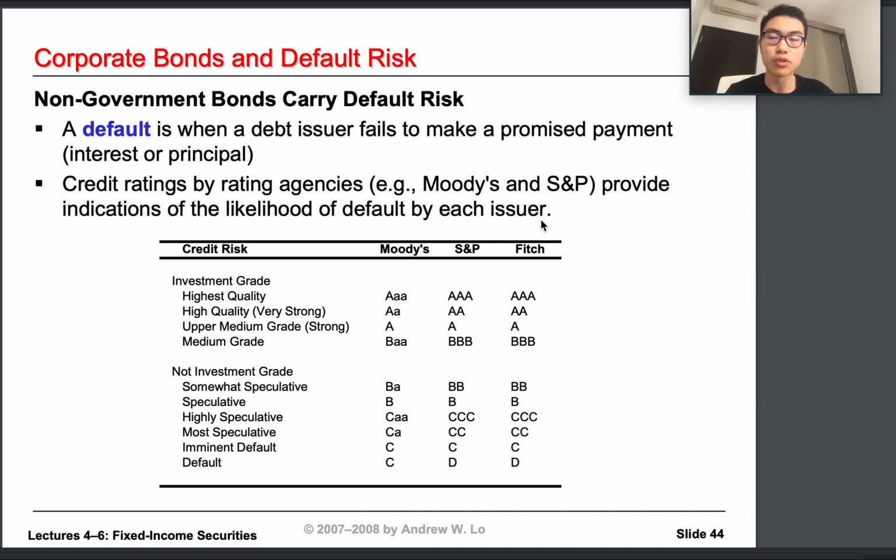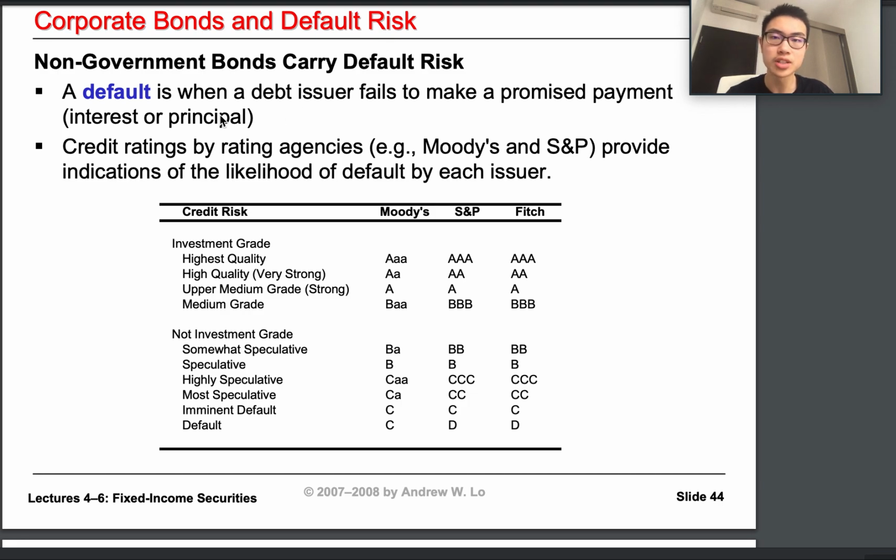Some industry overview and terminologies. Default risk. What do I mean by default risk? It is when a debt issuer fails to make a promised payment. For instance, if a bond aims to pay you 10% a year, and it doesn't make it, then there will be a default. So default risk is the risk that the debt issuer will fail to make a promised payment, which is the interest or even the principal sum at the year of maturity.